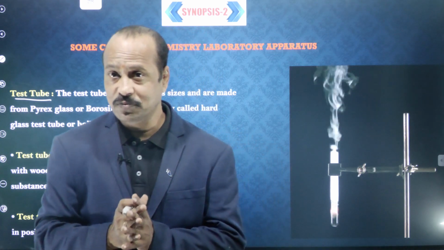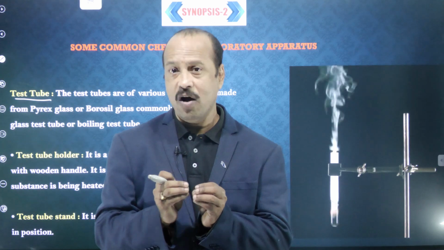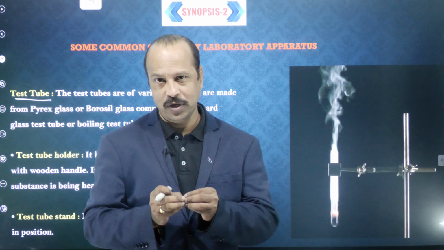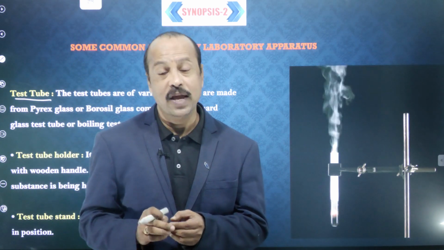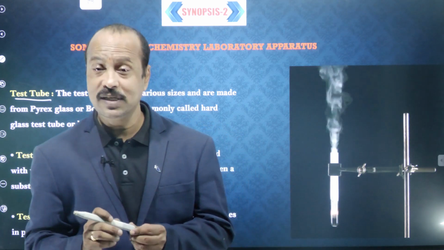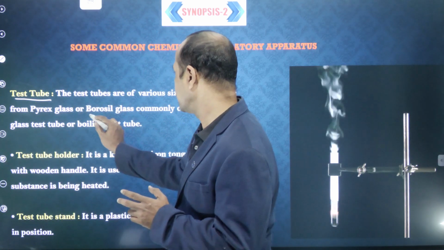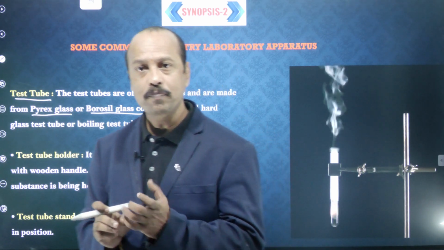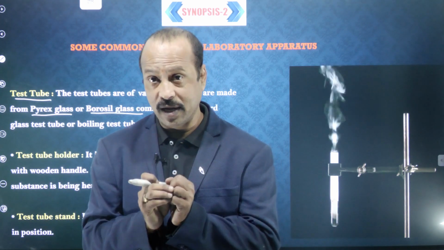What purpose do we use the test tube for? It is used to test or to do small experiments. If we want to do an experiment in a small quantity, then we use a test tube. This test tube is generally made of glass, but which glass? Generally borosil, or borosilicate glass, or Pyrex glass is used to manufacture it. Why? Because it should be very hard.